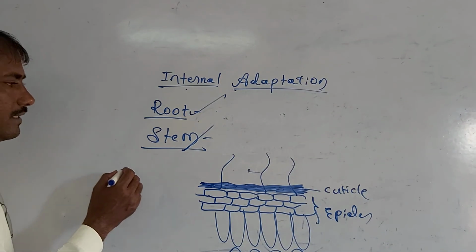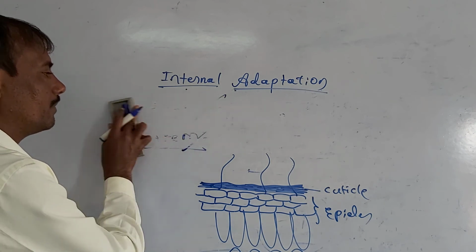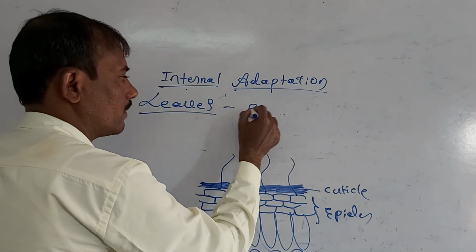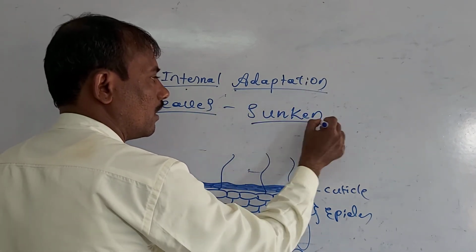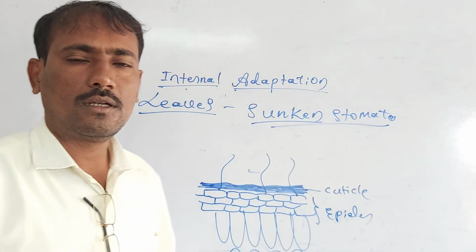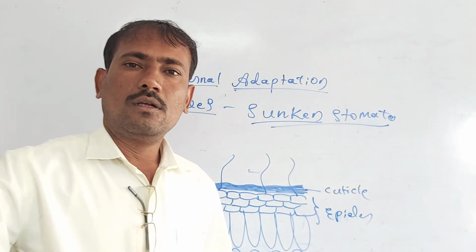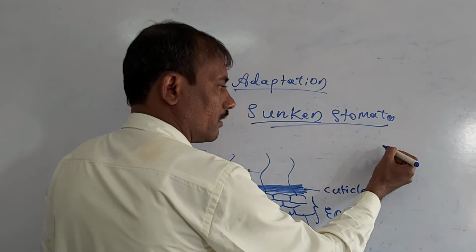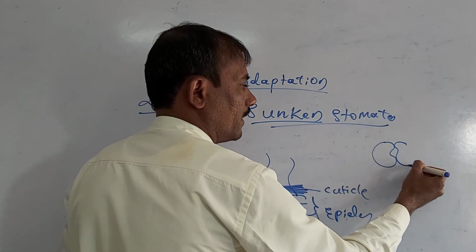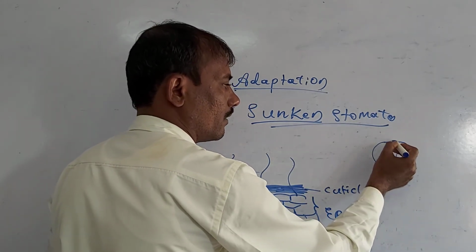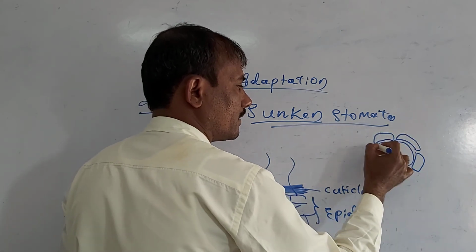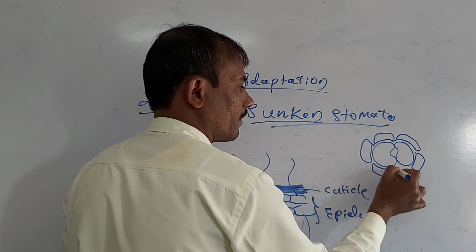Sunken stomata are present. Normal stomata exhibit kidney-shaped guard cells covered by subsidiary cells. Okay.